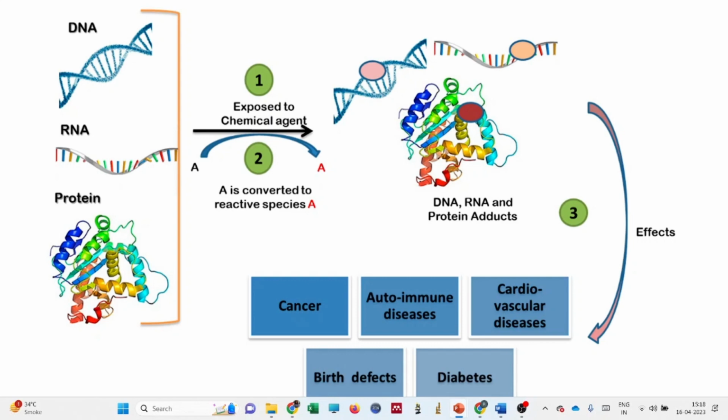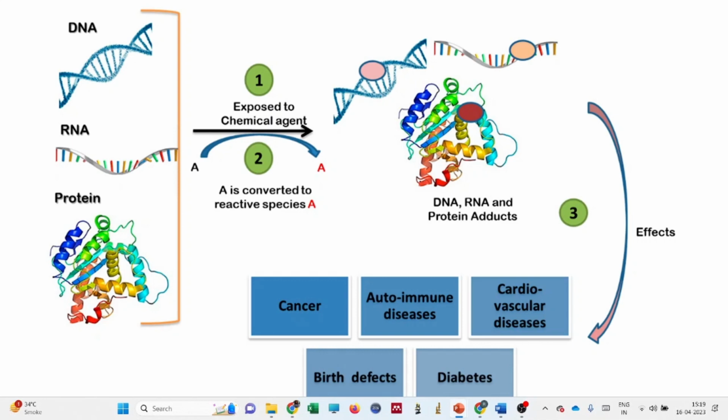So adductomics involves the targeted or the untargeted analysis of adducts in a biological sample, and it can provide insights into the mechanisms of adduct formation, the sources of exposure, and the potential health effects of adducts. So that's why adductomics also has a huge role in toxicology, environmental health, and cancer biology, and it's also an important tool for identifying new biomarkers of exposure and disease.